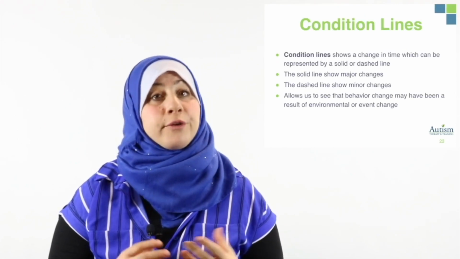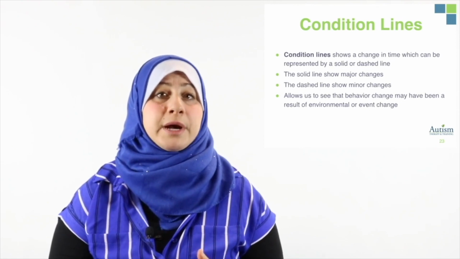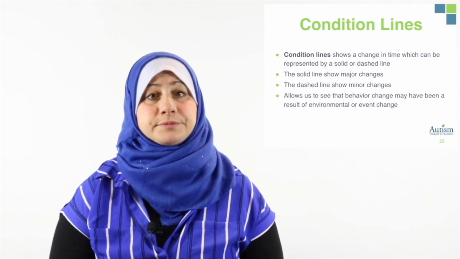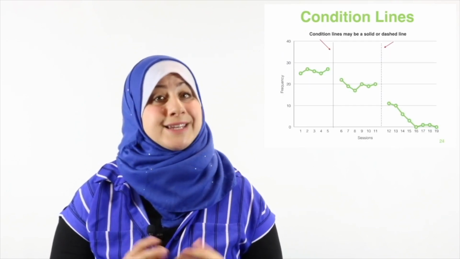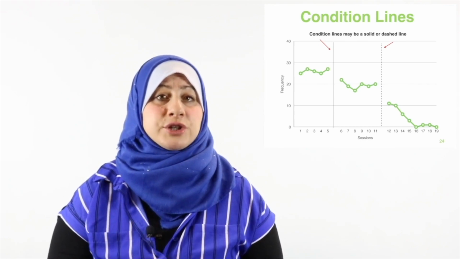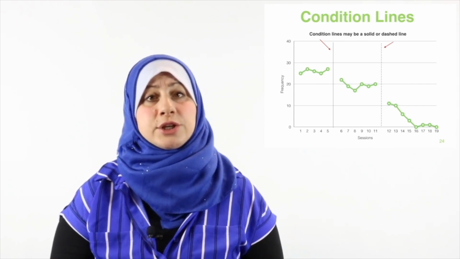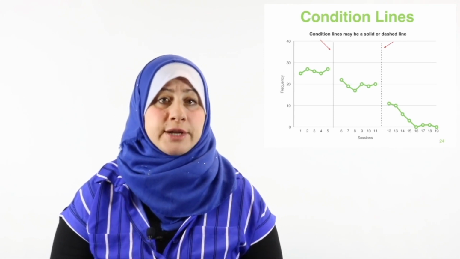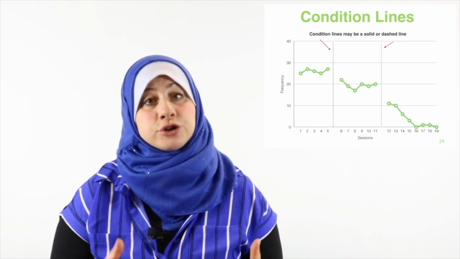Condition lines or phase lines show us changes in time, which can be represented by a solid or dashed line. The solid line shows major changes and a dashed line shows minor changes. So if a learner's session times change or the child was sick, you can use a condition line to indicate that there was a change. If there were program changes, a condition line can be drawn here too.